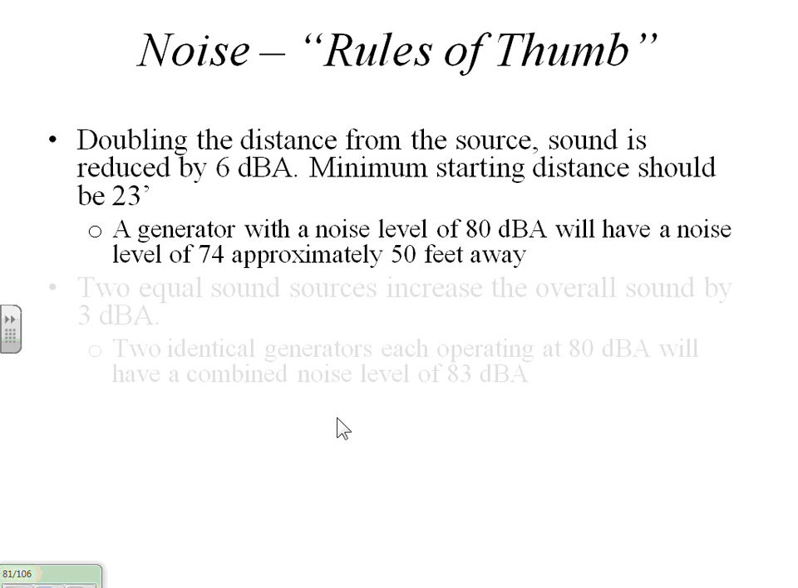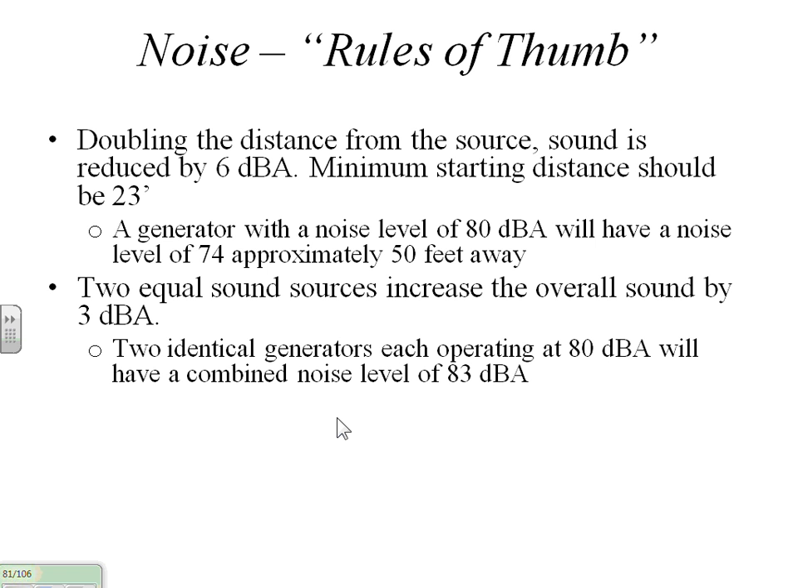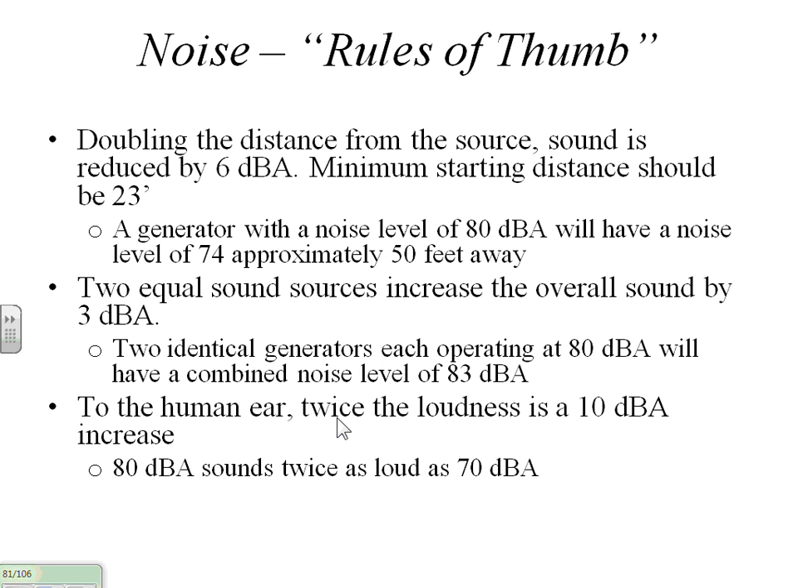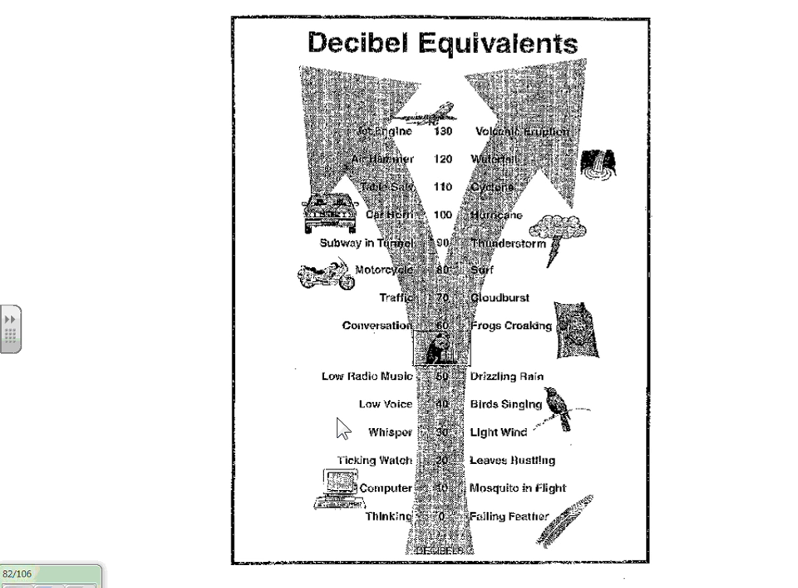And another one is two equal sound sources. Two generators operating at 80 will have a combined noise level of 83. Two equal sound sources increase the overall by 3 dBA. It doesn't double. It's not linear. To the human ear, twice the loudness is a 10 dBA increase. 80 dBA sounds twice as loud as 70. I don't know who came up with that one, but any smart guys.